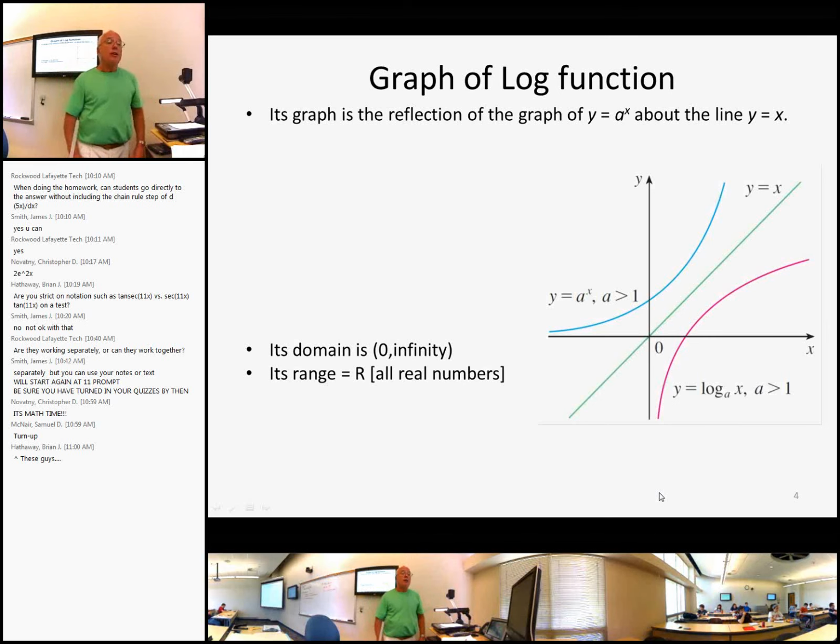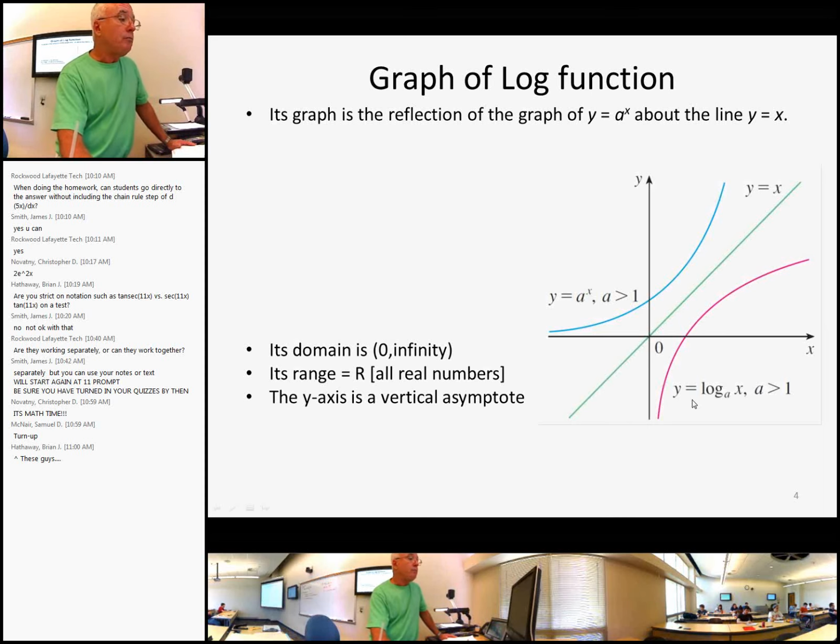The log function, its range is all real numbers. It gets big very slowly, but it can get as big as any real number. The y-axis here is a vertical asymptote. The function goes down, down, down, tries to approach that y-axis, but never touches it. So the y-axis is a vertical asymptote.